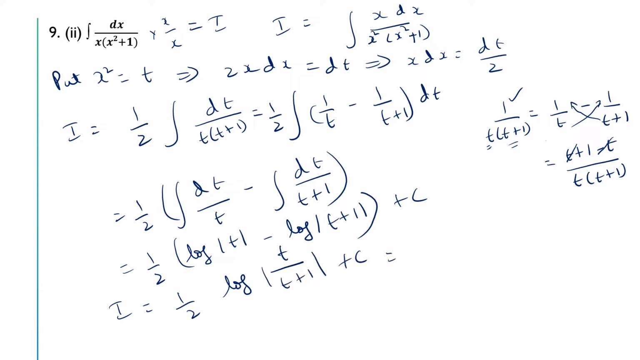Now we can substitute for t. t we have taken as x square. So this is equal to half log x square by x square plus 1 plus c.